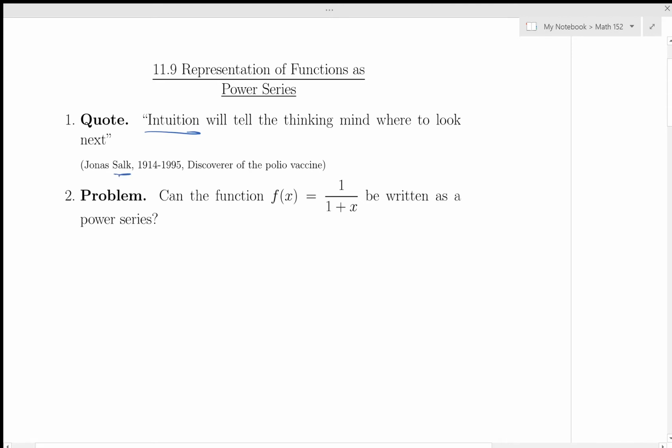This famous scientist discovered the polio vaccine. I guess vaccine is a topical subject right now, July of 2020.